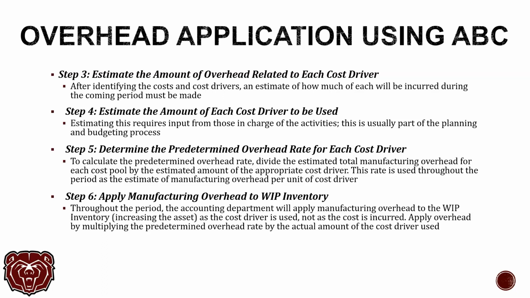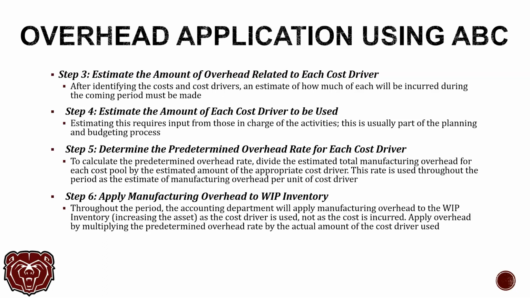Step 4 is to estimate the amount of each cost driver to be used. So this is going to require input from other departments. This usually takes place during the planning and budgeting process. We are going to budget for 5,000 units. We are going to budget for 10,000 units. Whatever the case is, you're going to have somebody that tells you, hey, it typically takes us, we have a standard, and the standard is we have to buy this much. Each product takes this many hours, and produces this many dollars when we sell it. So you'll use those standards to budget with. So step 4 is typically part of your budgeting and planning process.